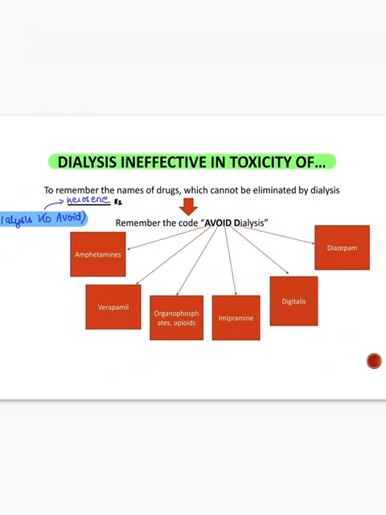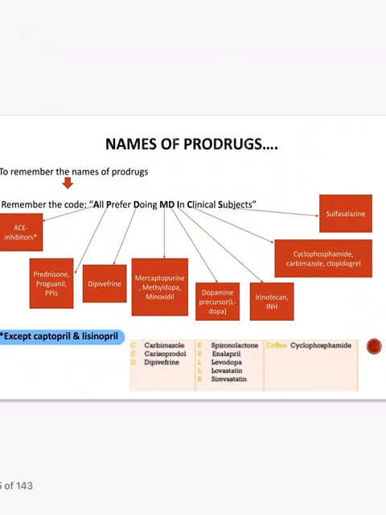Then avoid: A for amphetamine, V for verapamil, then O for organophosphates and opioids, I for imipramine, and D for digitalis. So these are the important drugs in which dialysis is not effective. It can be asked as an MCQ: all of the following drugs, dialysis is effective except. So if you remember the mnemonic, it will help you. Dialysis co avoid. So we have most of the mnemonics from the name, as you can see.